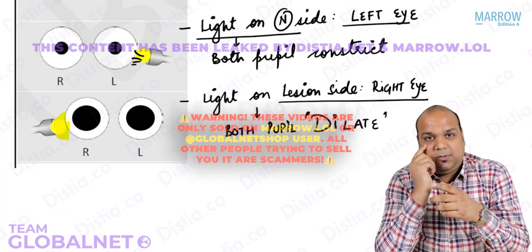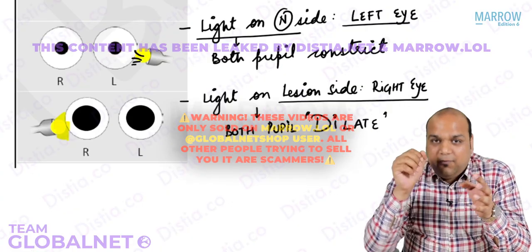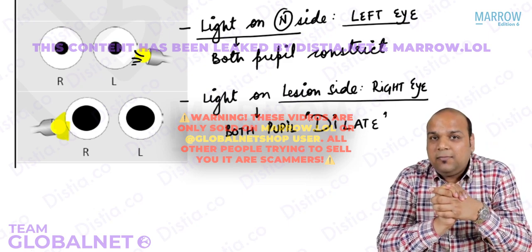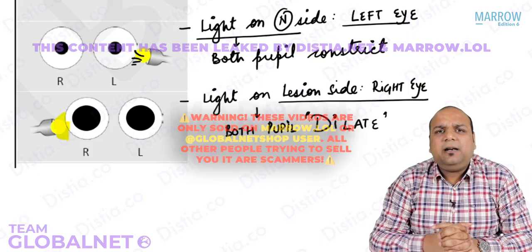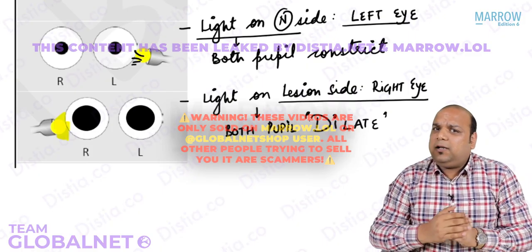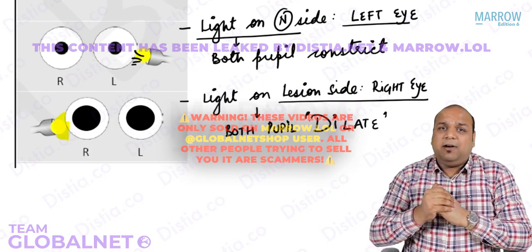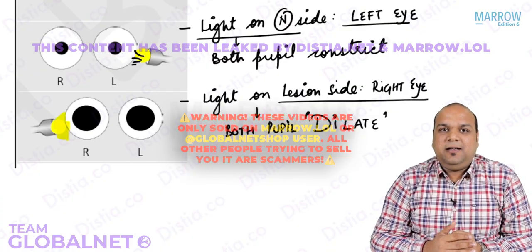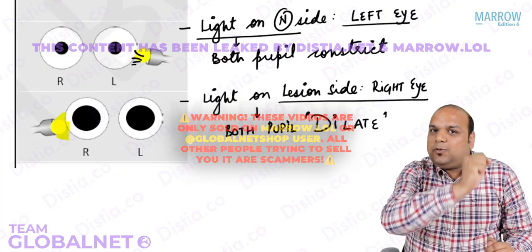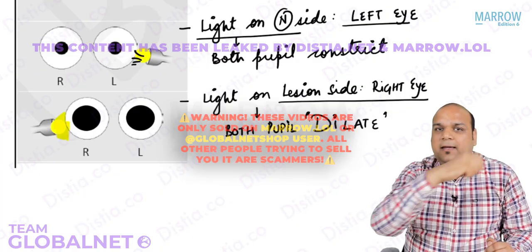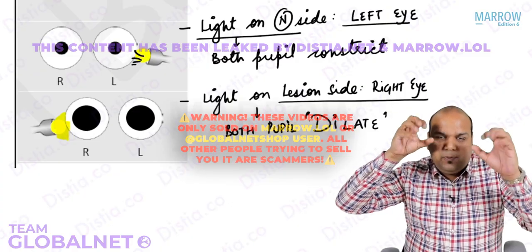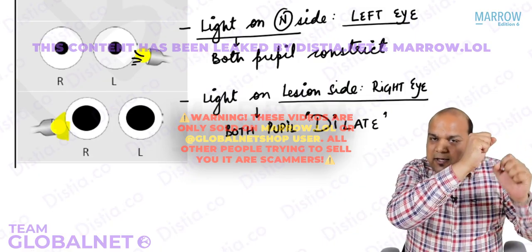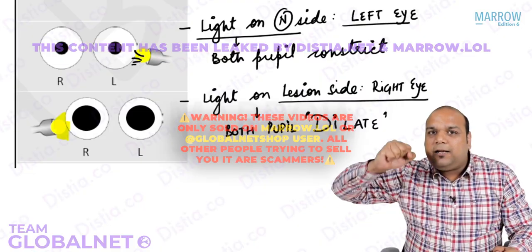When I threw light on the normal side, both pupils constricted. When I threw light on the lesion side, again both pupils constricted. But sir, you have written both pupils dilate. You are explaining both pupils constrict, but you have written both pupils dilate. Why so, sir? That is where the swinging flashlight test comes into effect. We don't just do it once. We swing. We threw light on the left eye, both pupils constricted. We threw light on the right eye, both pupils constricted. We again swing the torch back to the left eye.